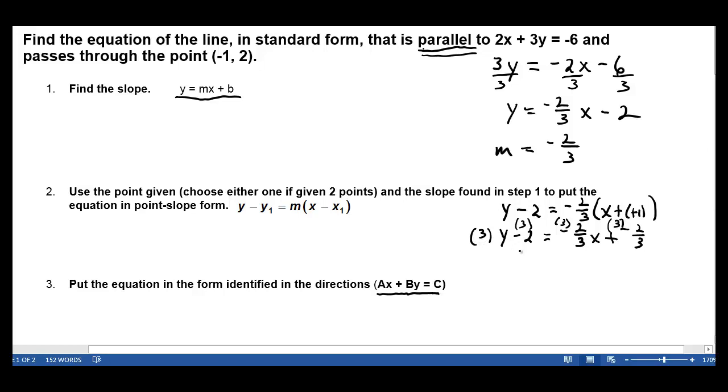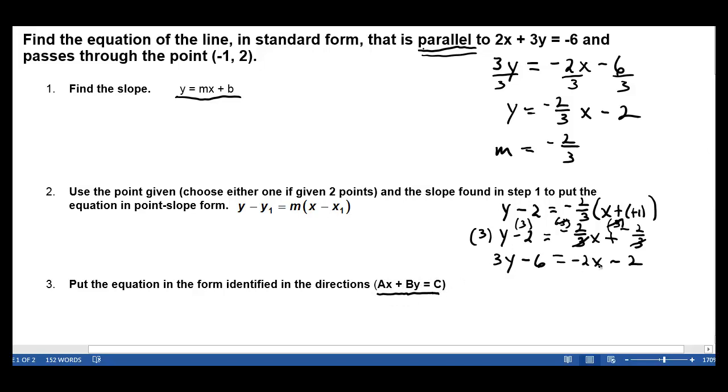So this becomes 3 times y, which is 3y, and 3 times -2 is -6, equals, now here the 3 and the 3 reduce, leaving us -2x, and here we have the 3 and 3 reducing, leaving us with the -2. To be in standard form again, x and y need to be on the same side of the equal sign and the constant on the other.